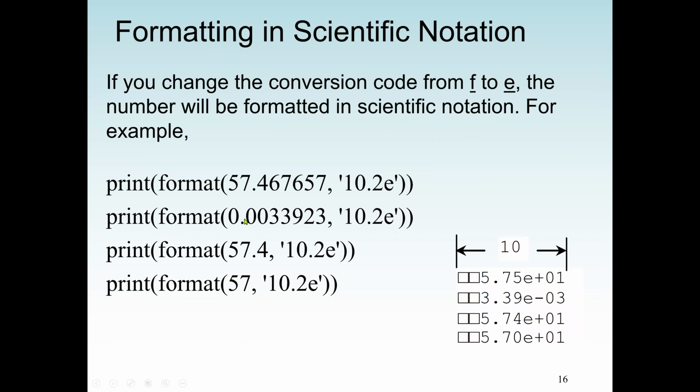And this time we are going to count the number of digits we have. It should be 10, and then we should have 2 spaces between. So that gives us 3.39E minus 03. They are all 2 decimal places, .2E, .2E. Again, E is for scientific notation, F is for decimal.